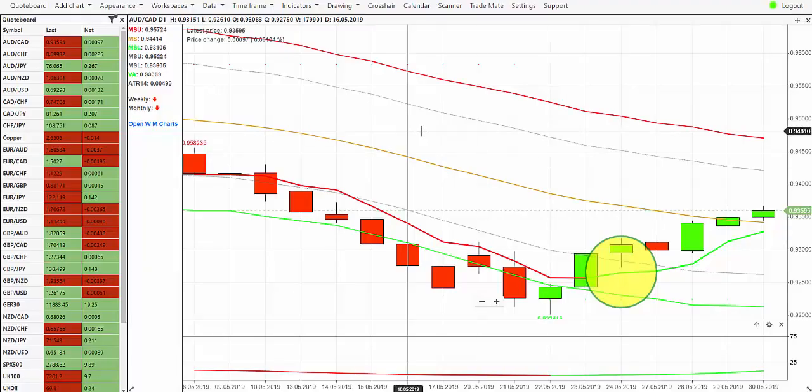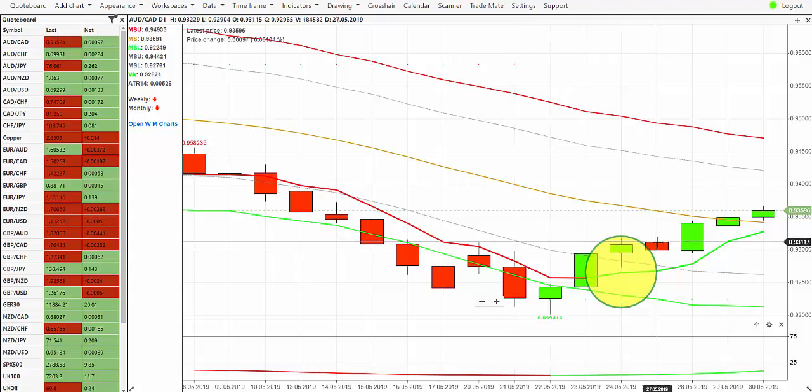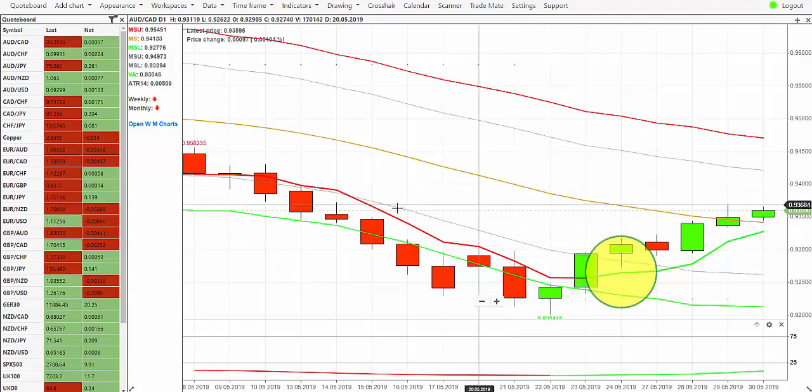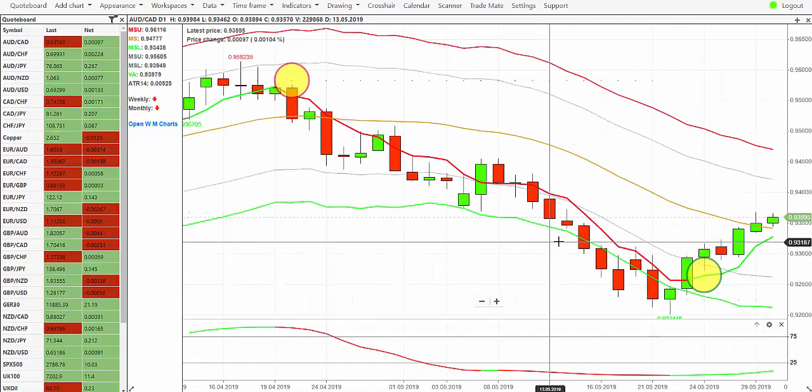Welcome everybody to the trade of the day for the 30th of the 5th, 2019. And today I want to show you a trade that closed out yesterday for a total of 40 pips that took place on the Australian dollar, Canadian dollar pairing. So let's dive straight into it.